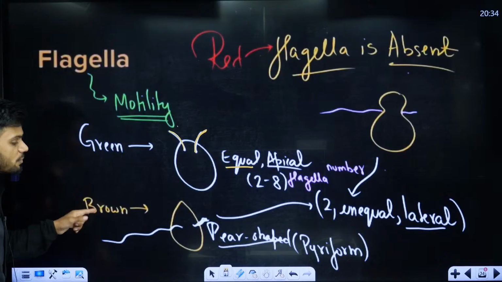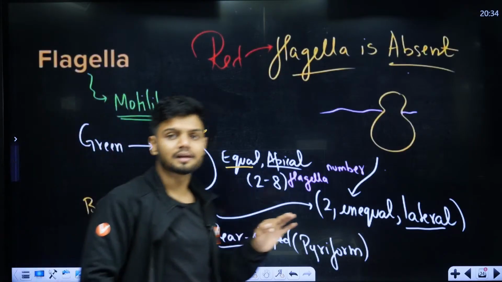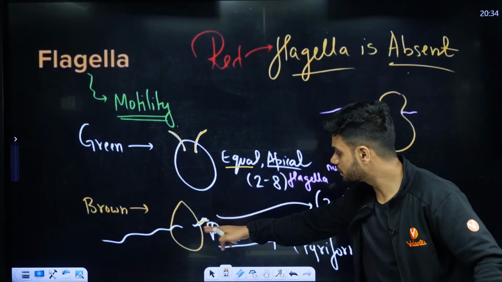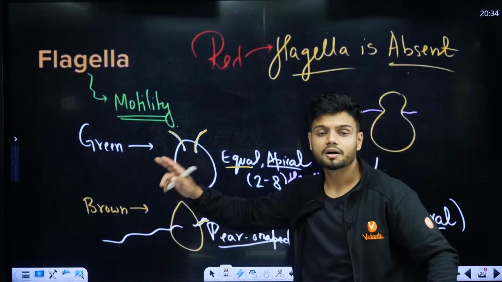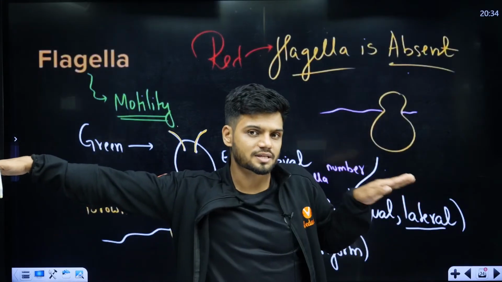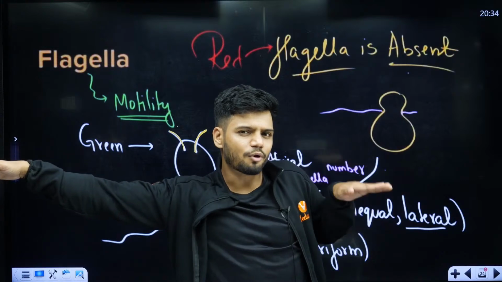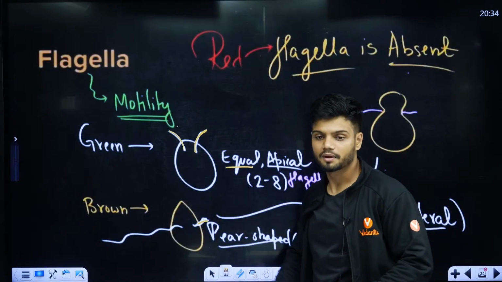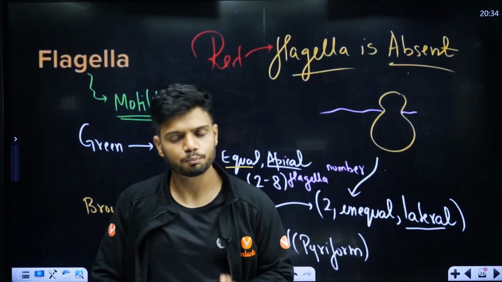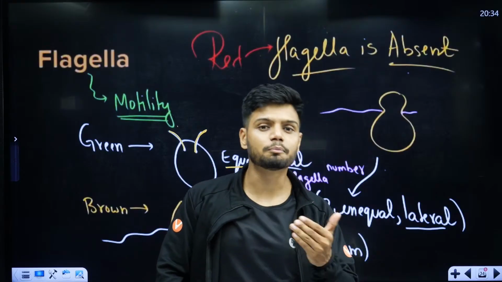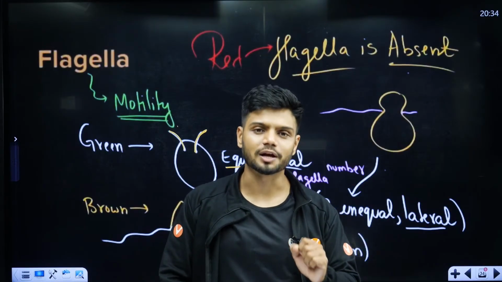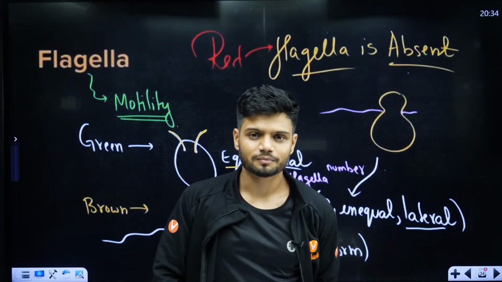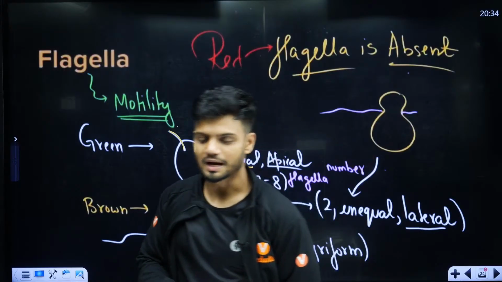Now, what about in the case of brown algae, students? In brown algae, the flagella are unequal, one small and one big, and these two flagella are present laterally. One small one here and one long flagella here. So small, large. That is called lateral flagella in the case of brown algae. Students, there is a very famous question, which has been asked many times in NEET also. What type of flagella do you see in the case of red algae? Students, anyone? The answer is on the board.